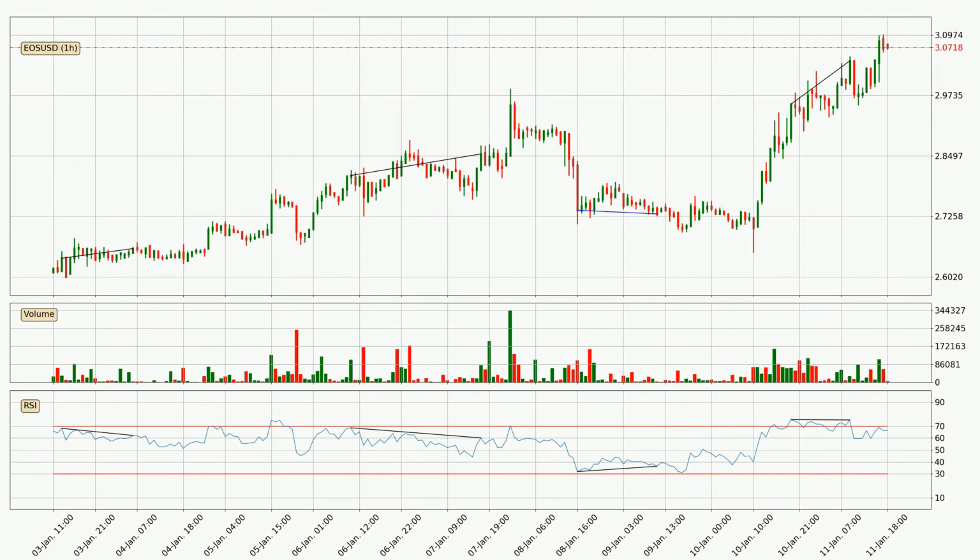On the lookout for divergences in the hourly time frame, there was a bearish divergence and the price already went down.